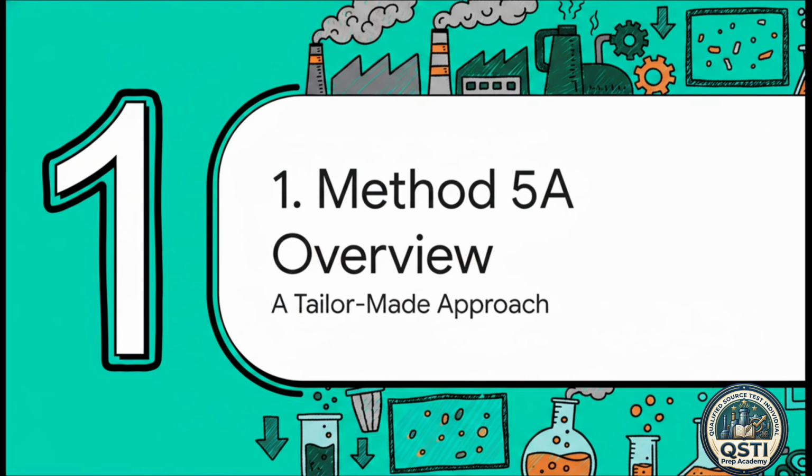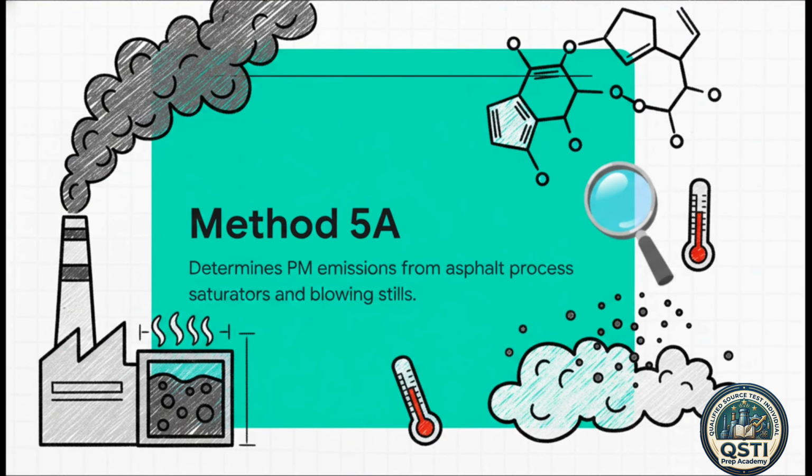Let's dive in and see exactly what sets this procedure apart from the rest of the EPA's catalog. So unlike your standard tests, Method 5A is really tailor-made to handle the uniquely sticky challenge of asphalt process emissions. When we talk about asphalt roofing saturators or blowing stills, we're dealing with intensely high temperatures and complex organic compounds that behave very differently from typical particulate matter.